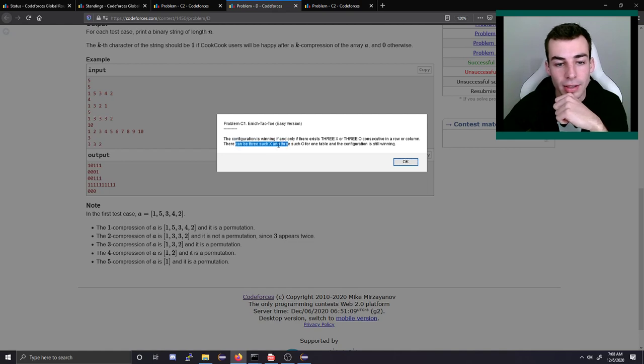There can be 3x. There can be 3 such x and 3 such o for one table, and the configuration is still winning. What? I don't know what they're saying.